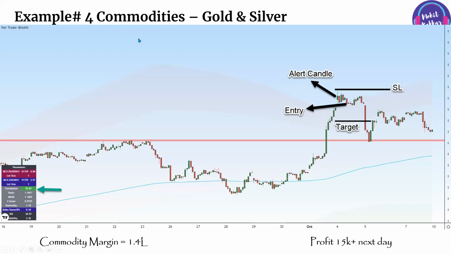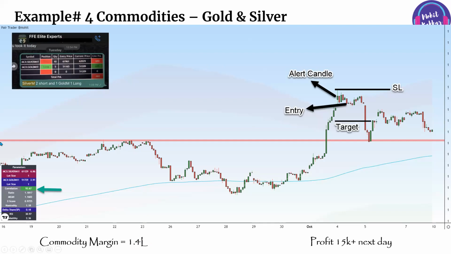And now we'll talk about the gold, the recent one, gold and silver example. Margin was blocked around 1.4 lakh. Okay, in this one, the good thing to discuss is we were short 2 lots in silver and 1 in gold. Let me bring that up. So silver M 2 short, 1 gold M long.